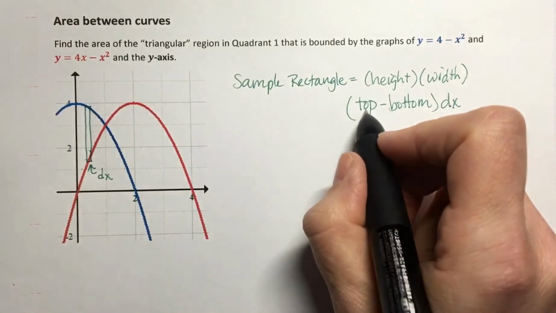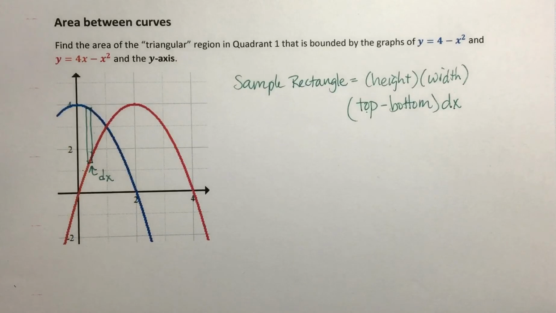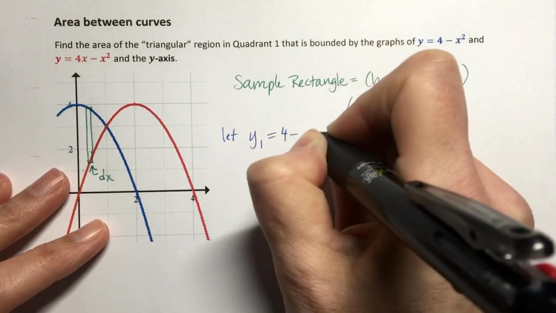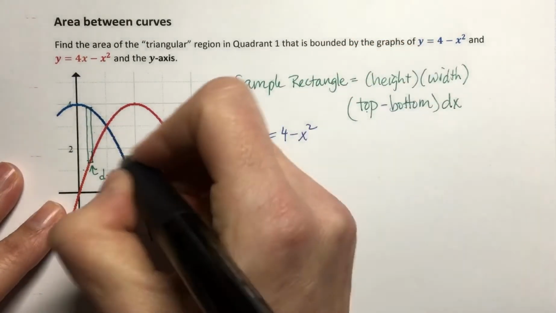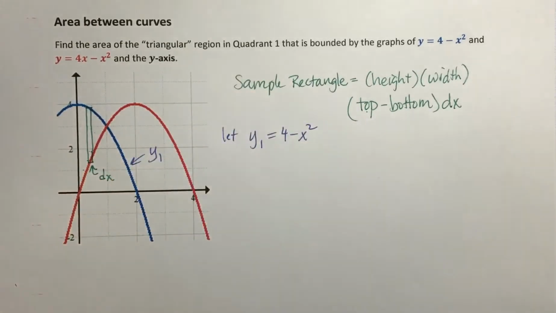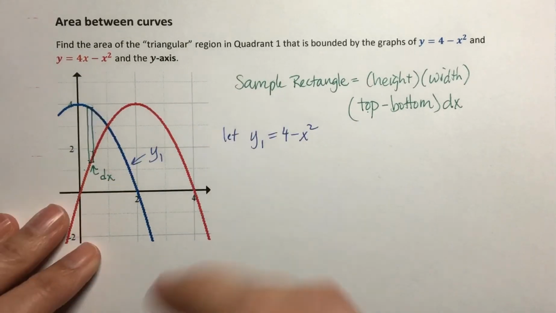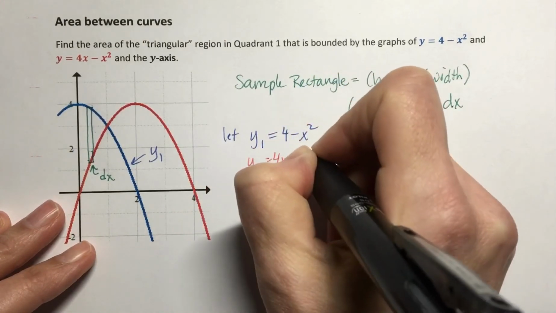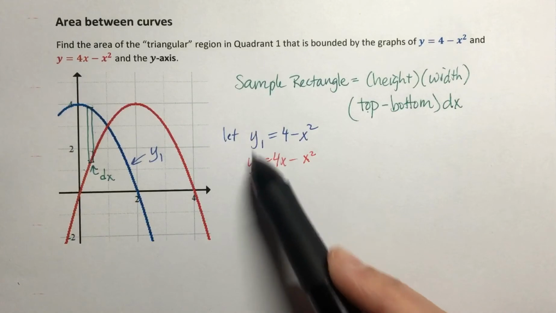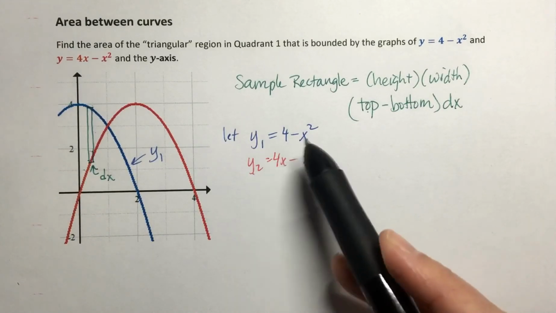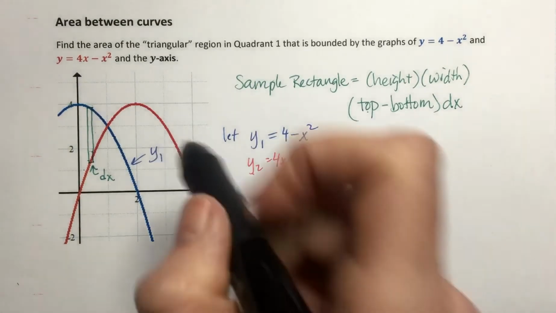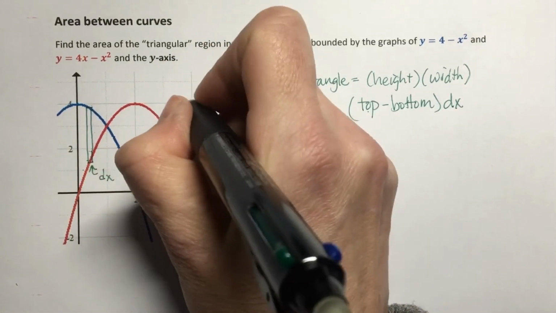Okay, I'm going to label some things just because it makes life easier. Let y1 be 4 minus x squared, the blue one, and I can even label that on my drawing. Then let y2 be 4x minus x squared. If I'm using my calculator, I make my y1 and my y2 correspond with what I've put in my calculator. I have a color calculator, so I can even match my colors. It's pretty handy. So this red one is my y2.